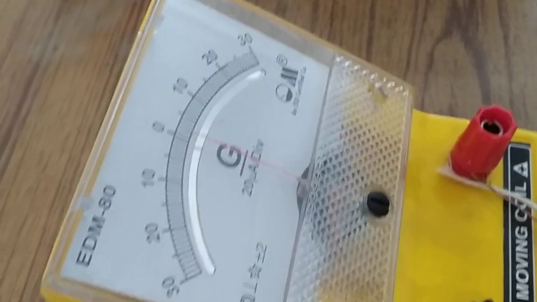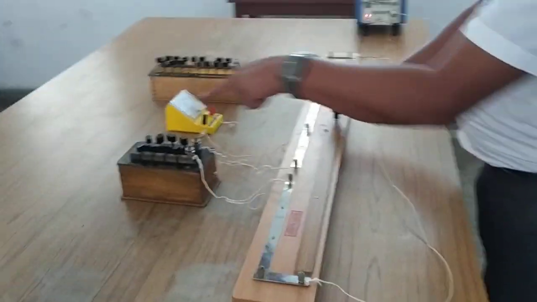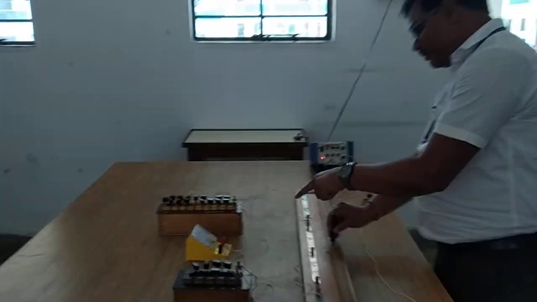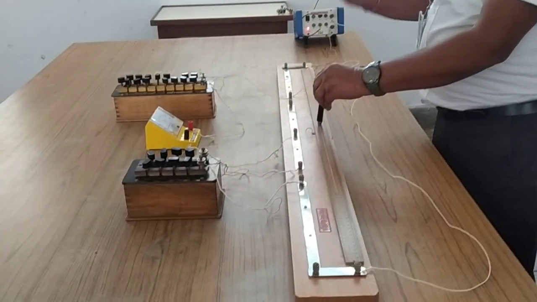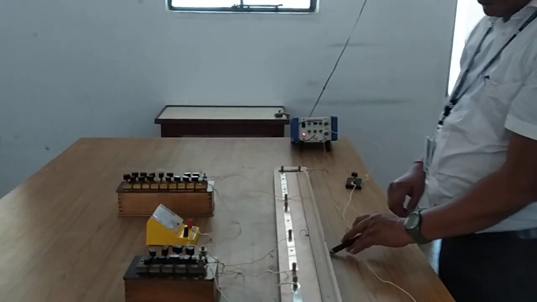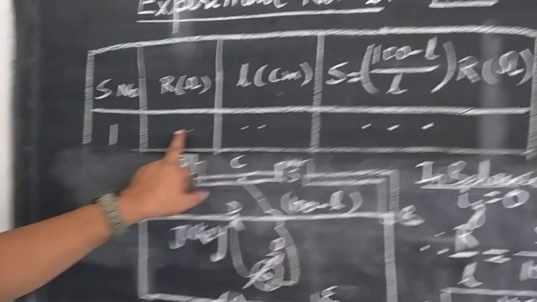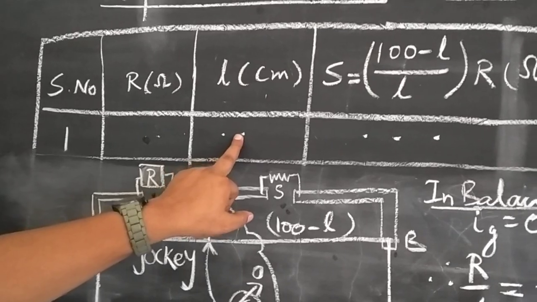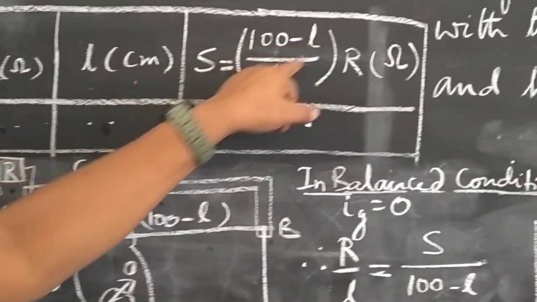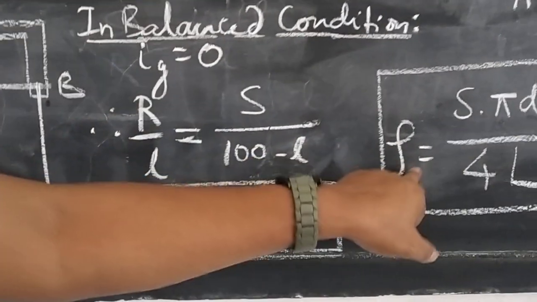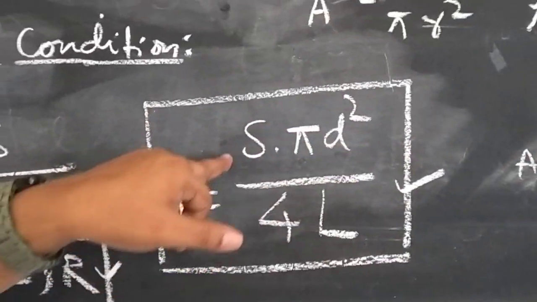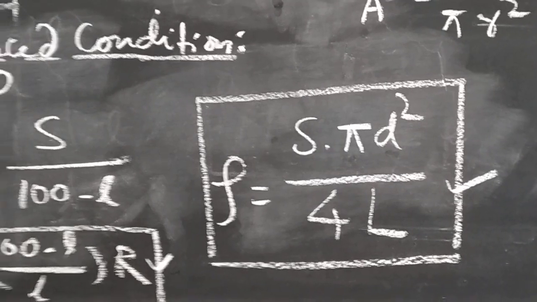So 55 centimeter is our L and 1 ohm is our R. So R by S equals L by 100 minus L, where S is unknown. That is the reading we have to write here. Serial number 1, resistance is 1 ohm, length is 55 centimeter. Put the value of L and find S. After finding S, you put it in the formula and you will get the value of resistivity.